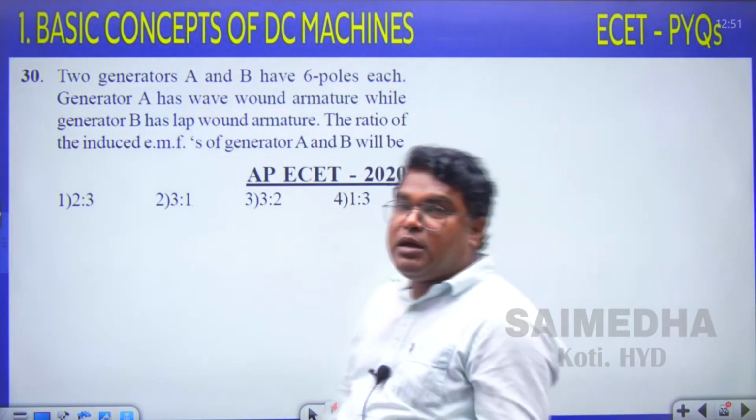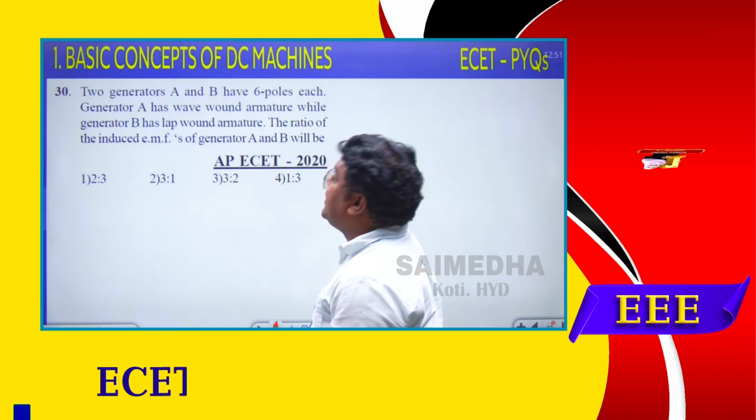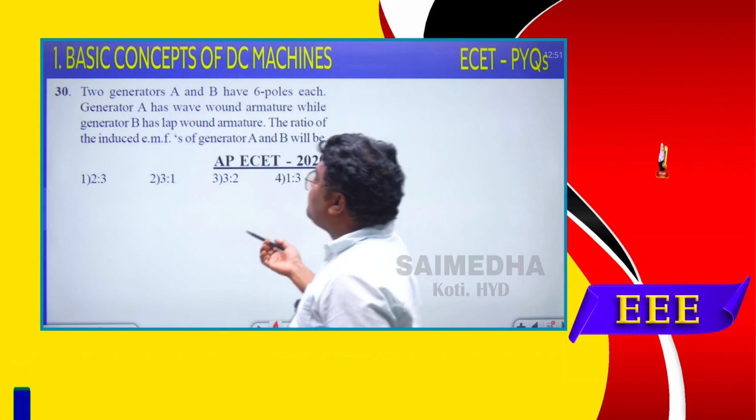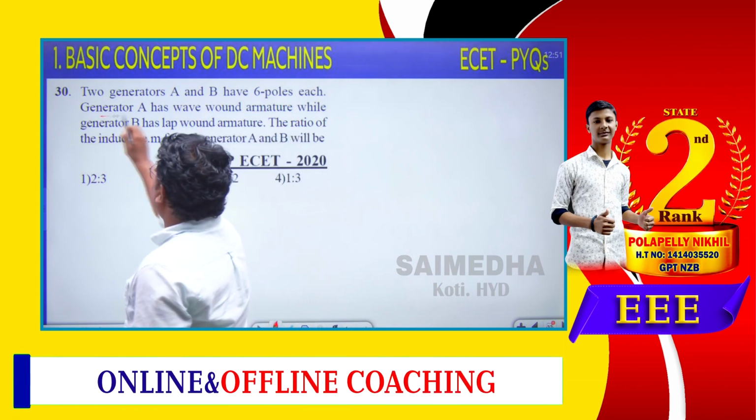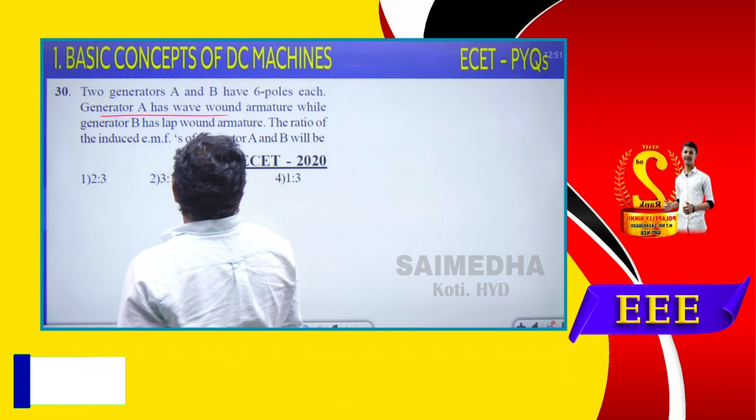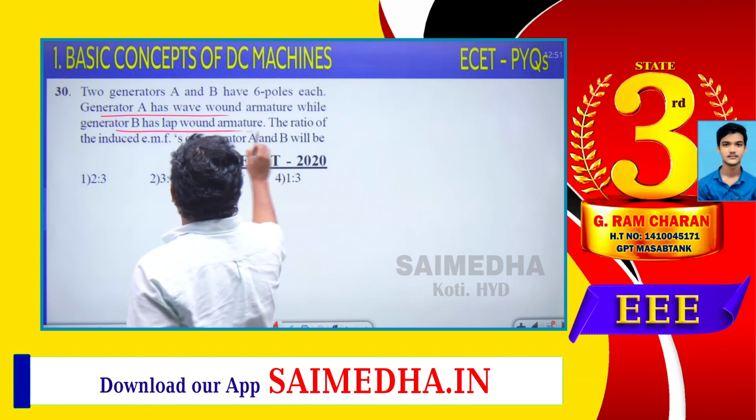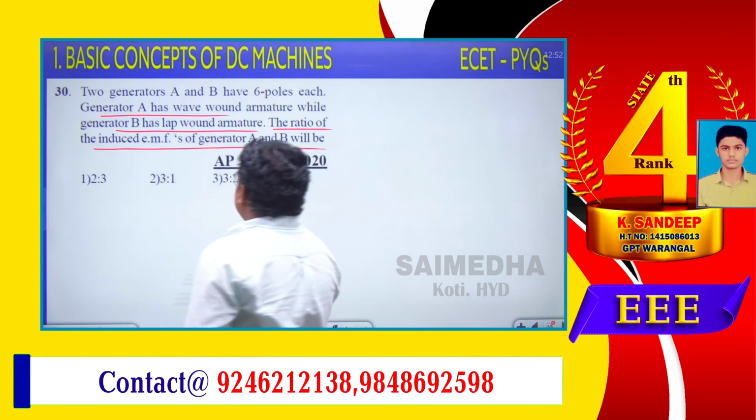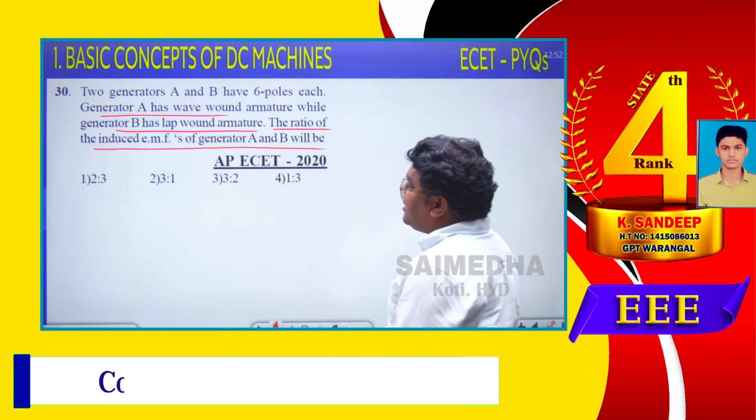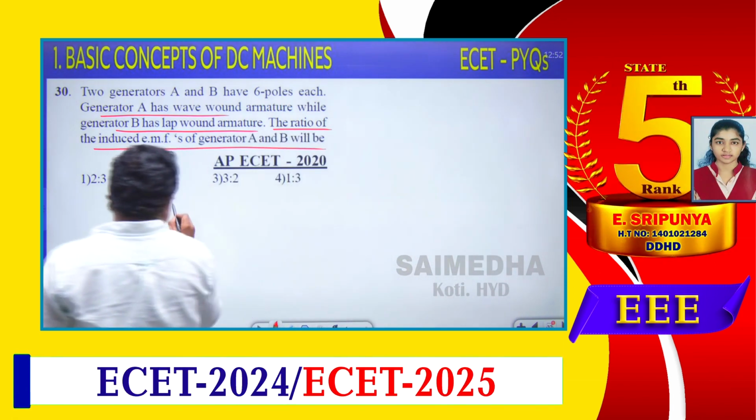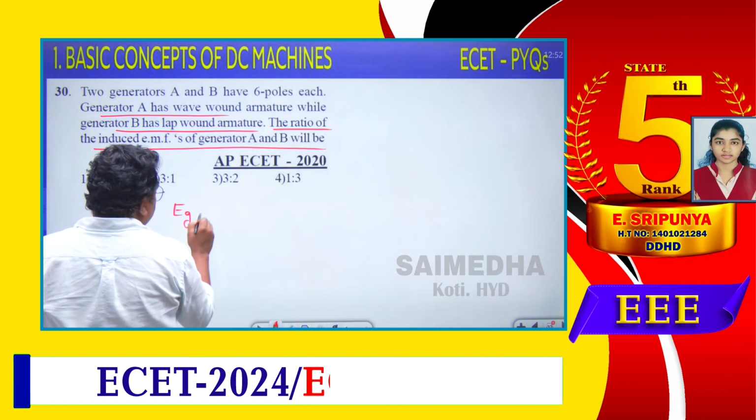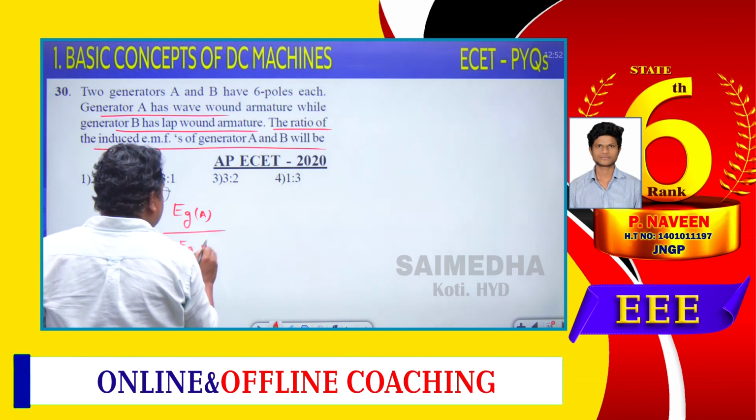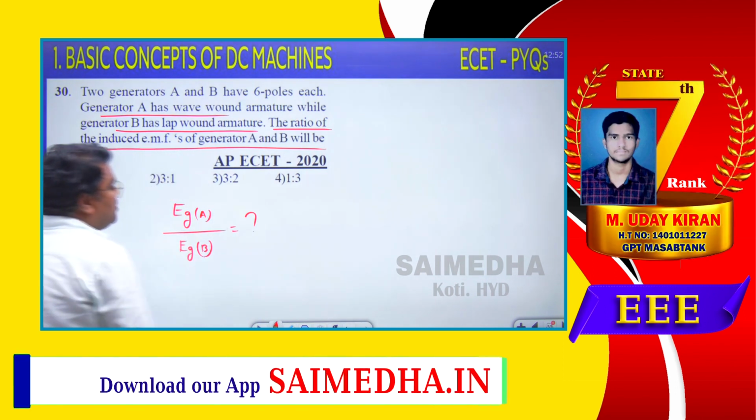And next one, question number 30. Two generators A and B have 6 poles each. Generator A has a wave wound armature, while generator B has a lap wound armature. We require the ratio of the induced EMF of generator A to generator B, that is, the generated EMF of A divided by the generated EMF of B.